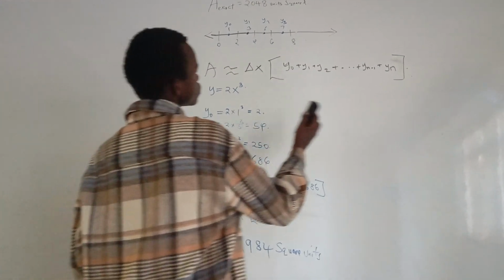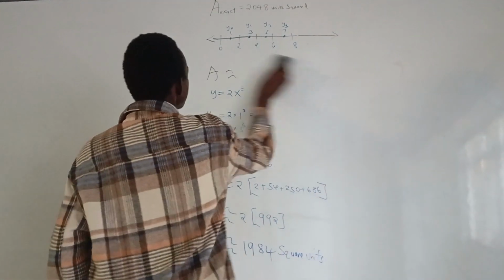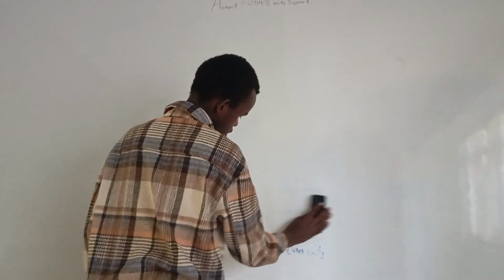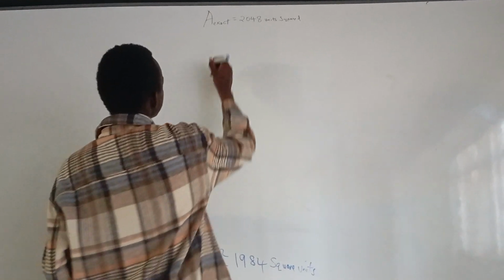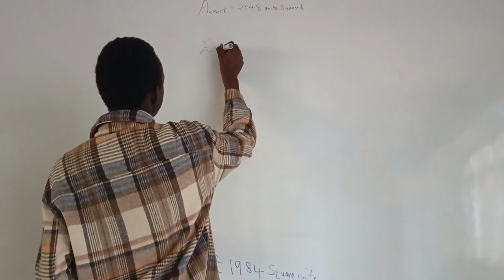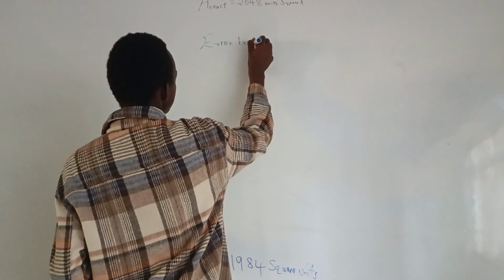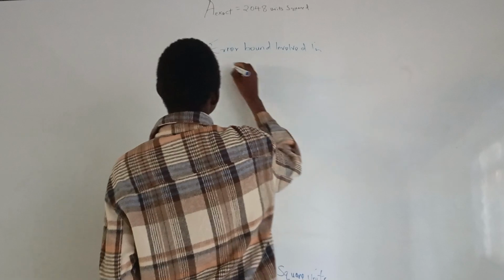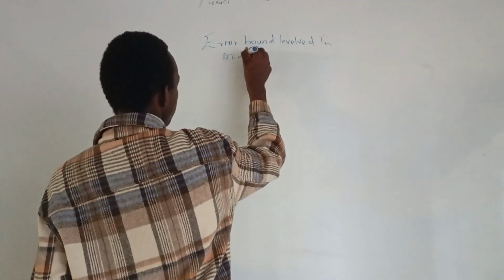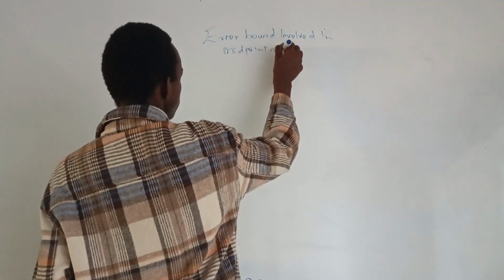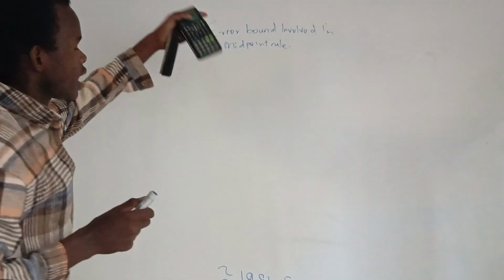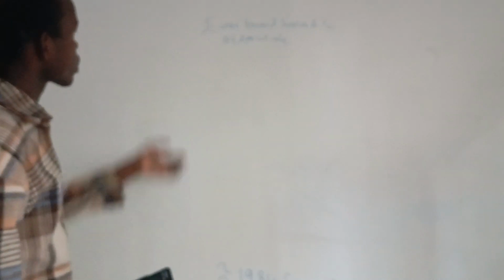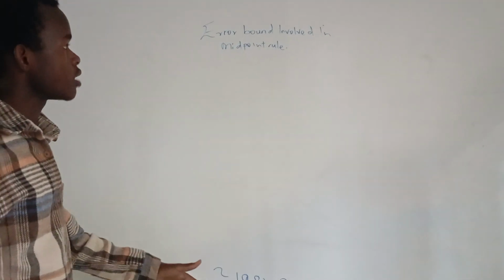So we'll just calculate that. We go to the error bounds using the midpoint rule. So this is the maximum error that we are allowed to create while approximating the areas of curves using the midpoint rule.